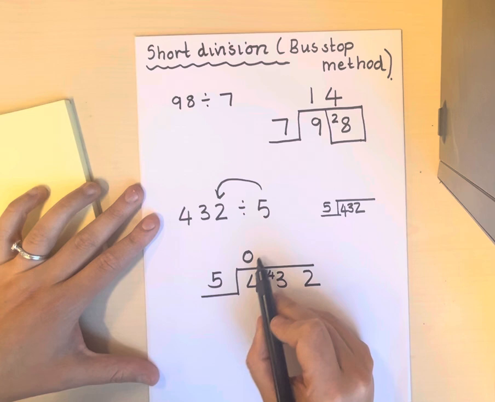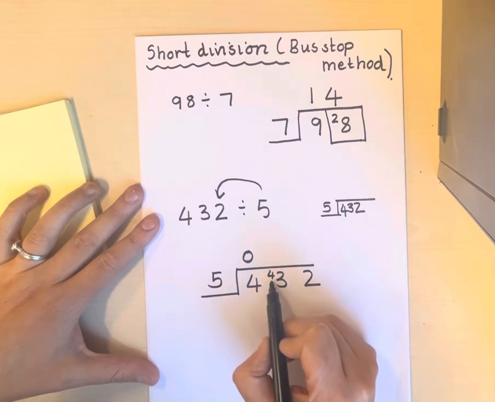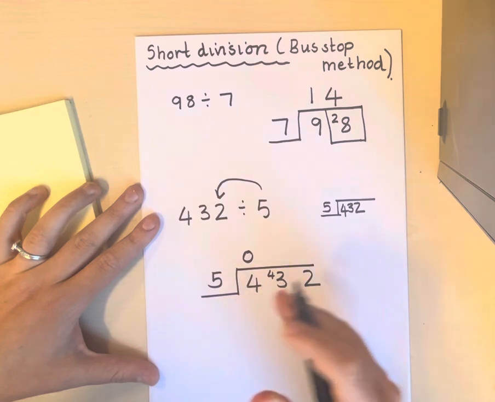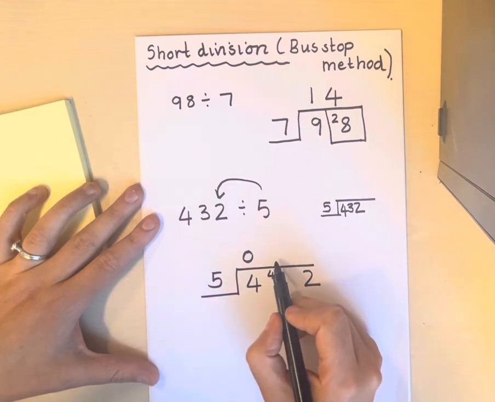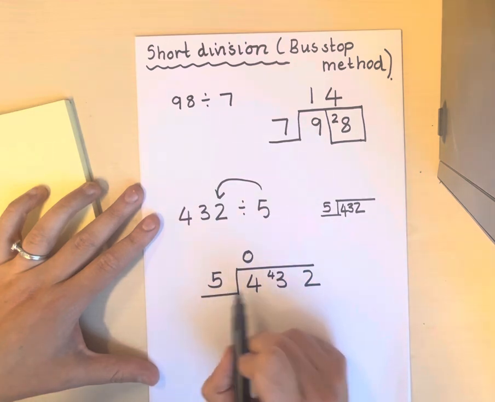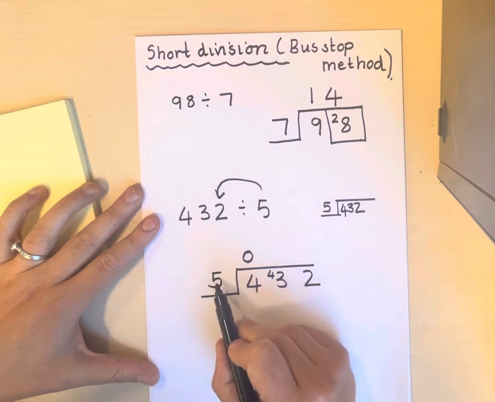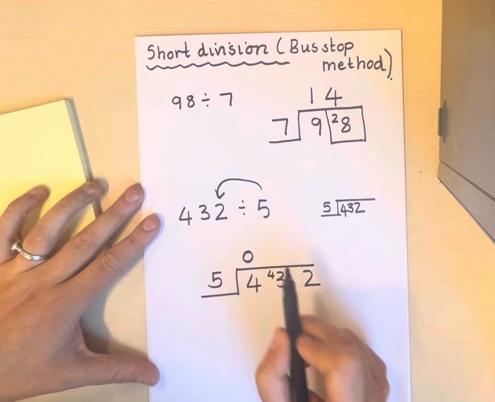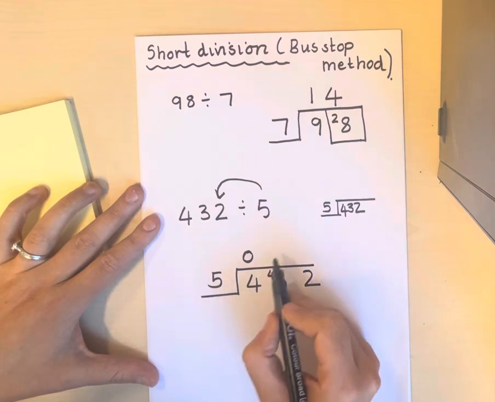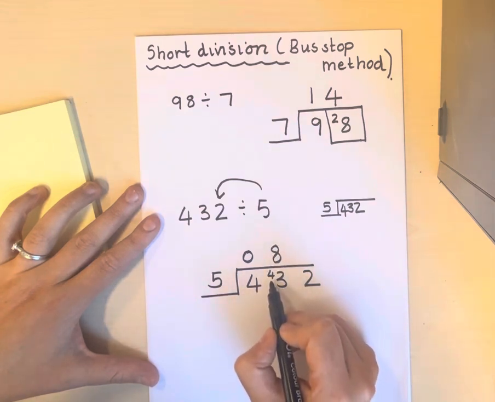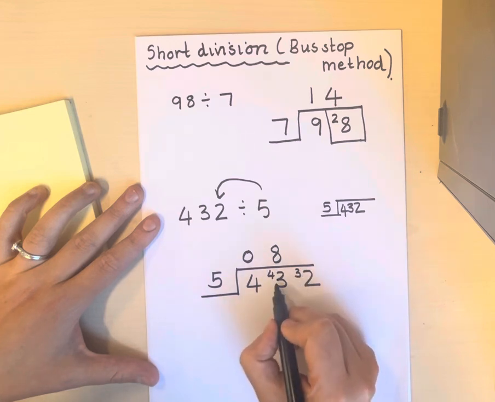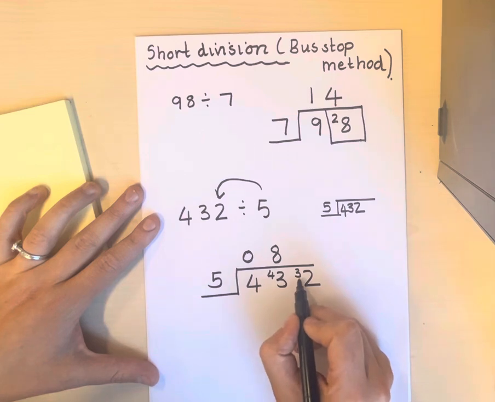So 5 times something, and we want the closest number to 43, so that would give us 40. We want the children to recognise that it can't be 45, so it wouldn't be 5 times 9 is 45, because this would be too much, so we can't manage that. So 5 times 8 is 40, and what is left over? It's our 3, so that we've got our 30, so 32.